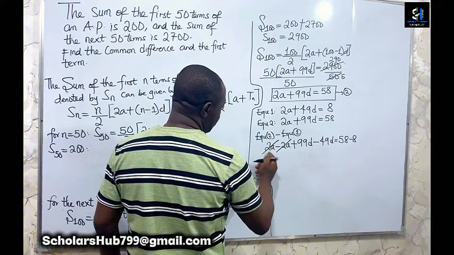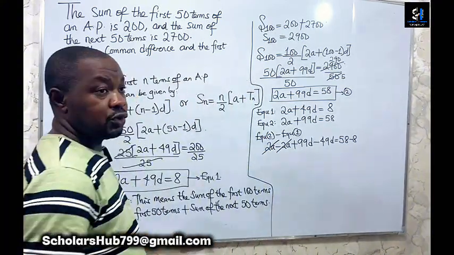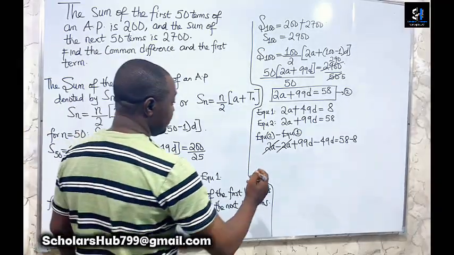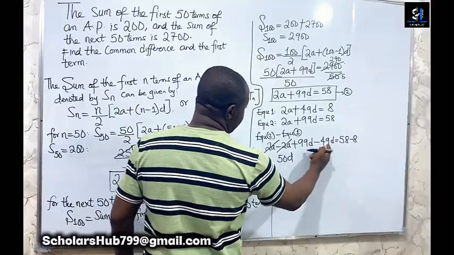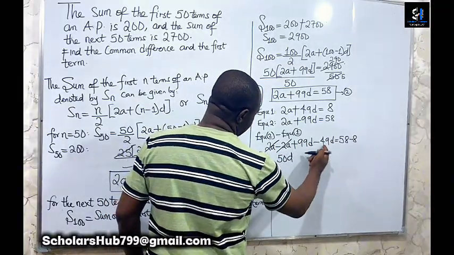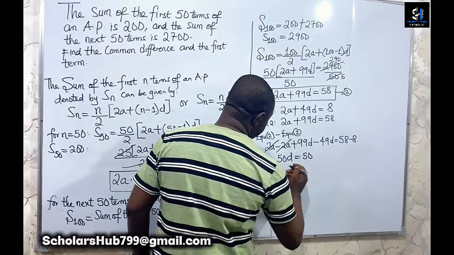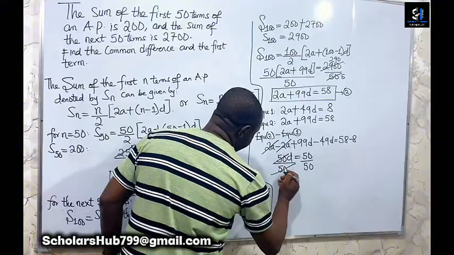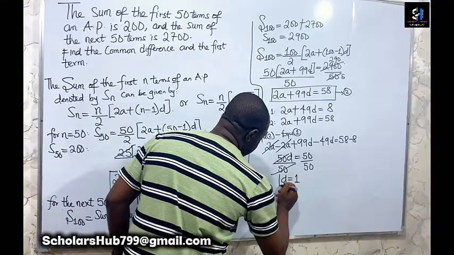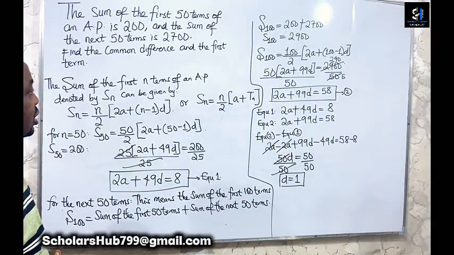2a minus 2a is 0. 99d minus 49d, that will be 50d. 58 minus 8: 8 minus 8 is 0, then 5 minus 0 is 5, so 50. So we have 50d equals 50. Dividing both sides again by 50, the value of d will be 1. So d equals 1, the common difference.